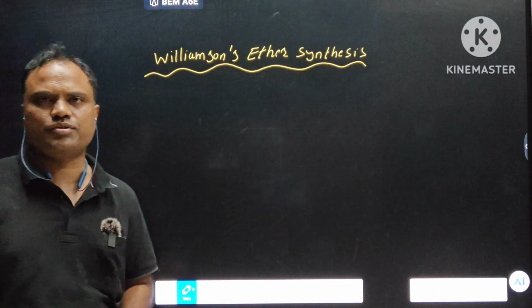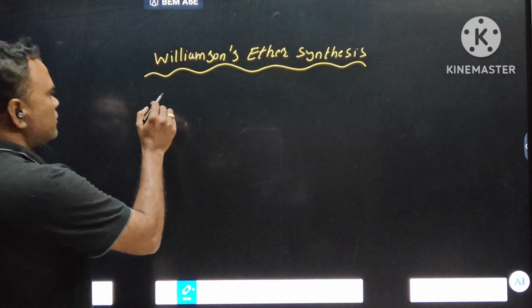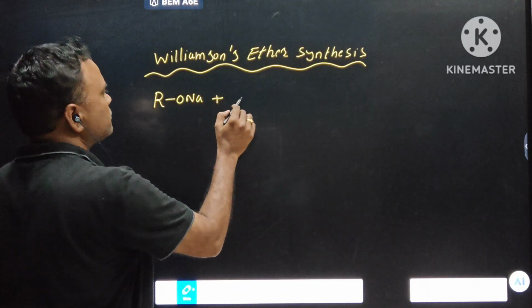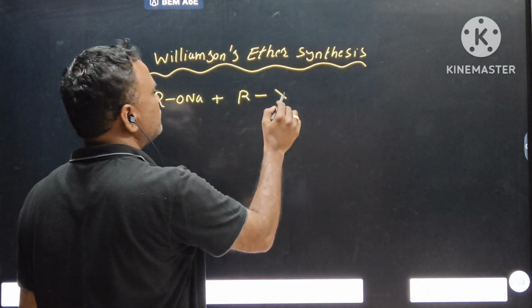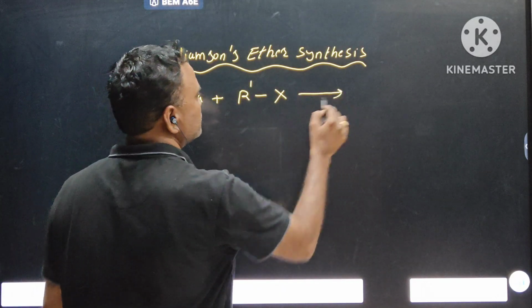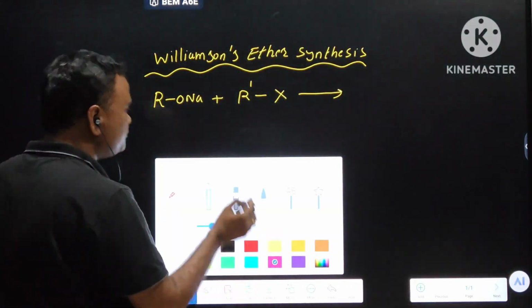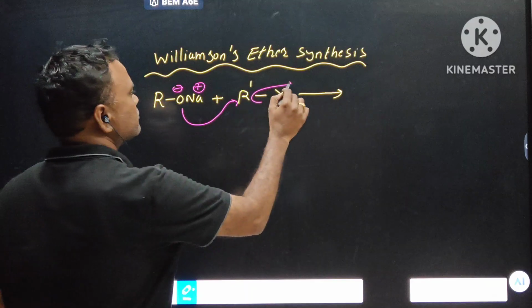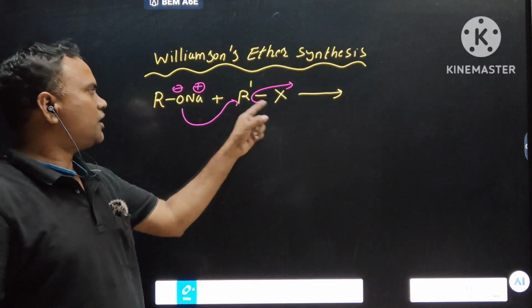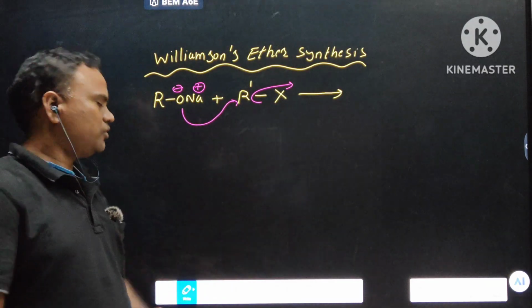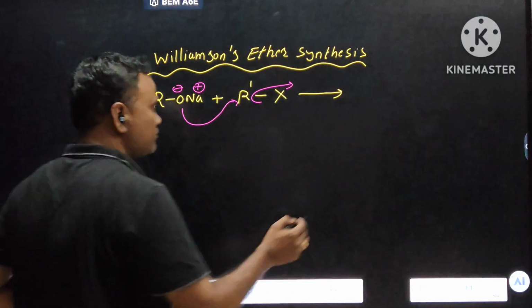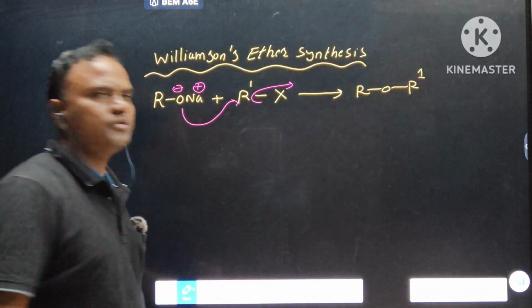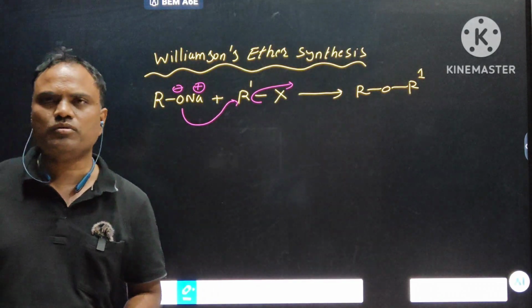Williamson's ether synthesis. Alkyl halides react with the sodium ethoxide to give ethers. Right? Alkyl halides react with the sodium ethoxide to give ethers, R-O-R'. I will give examples also.